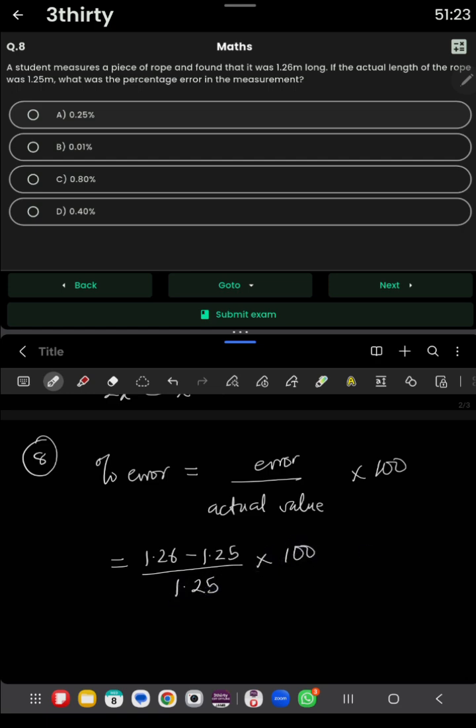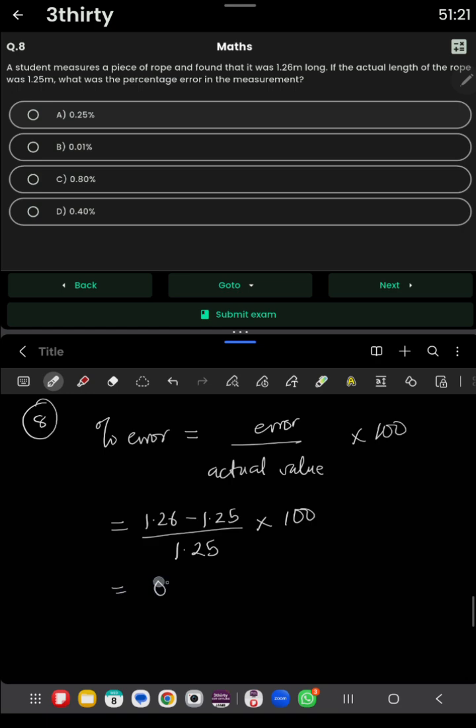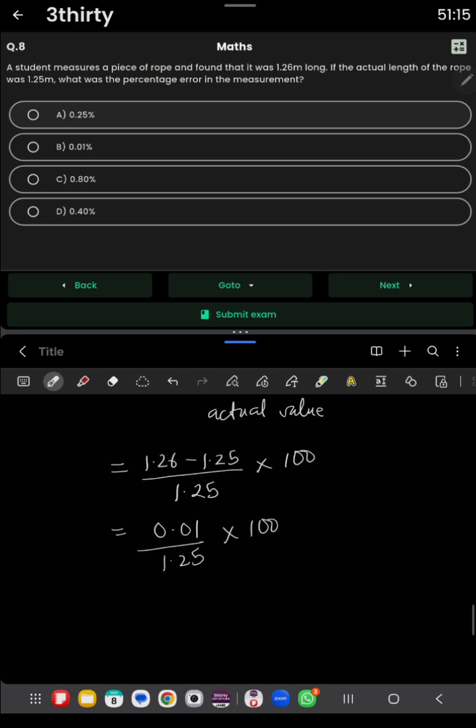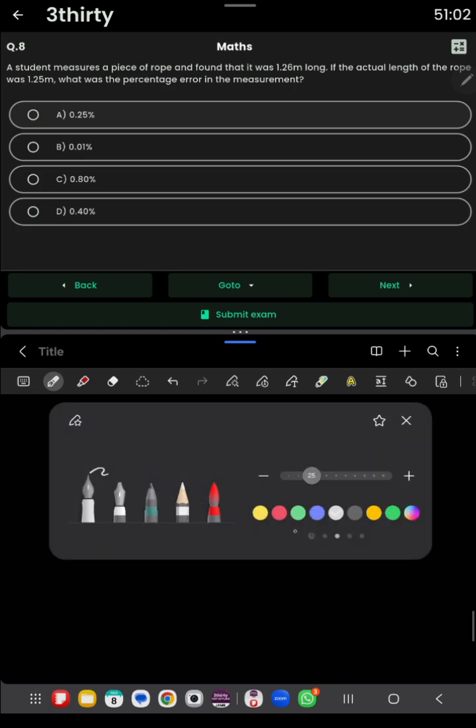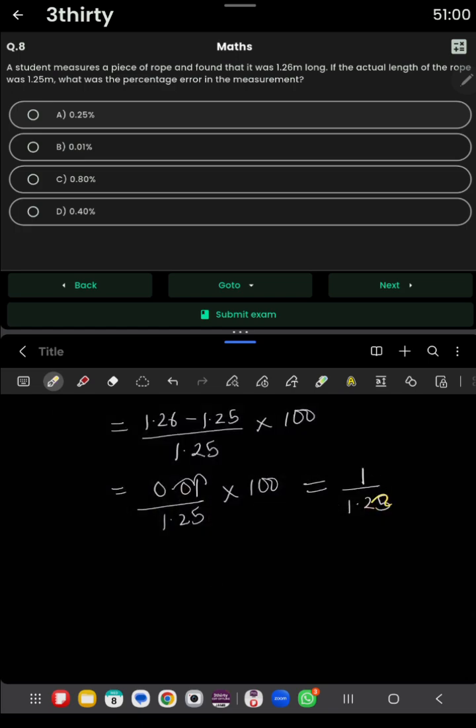So we have 0.01 over 1.25 times 100. So how do you do this without the calculator? First, multiply the top. Since I'm multiplying with 2 zeros, I'm going to move this twice. So 1, 2. So that's 1 over 1.25. Now, when you have a decimal at the bottom, you move the decimal twice again. So that's 1, 2. So we're going to add 2 zeros here. This is primary school stuff. So that's 100 over 125.